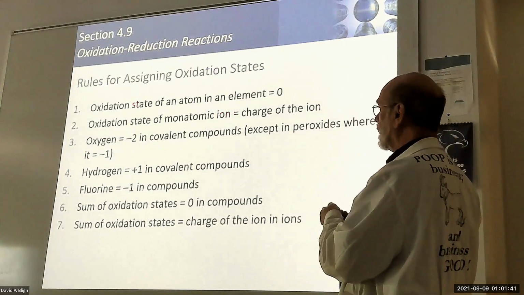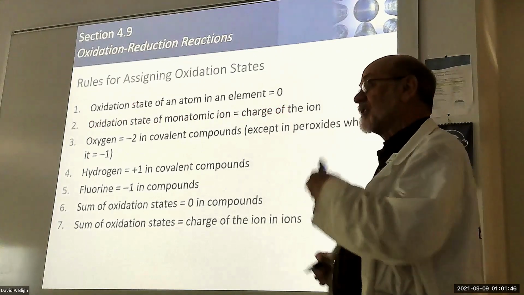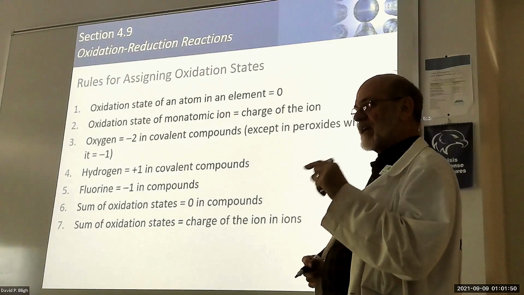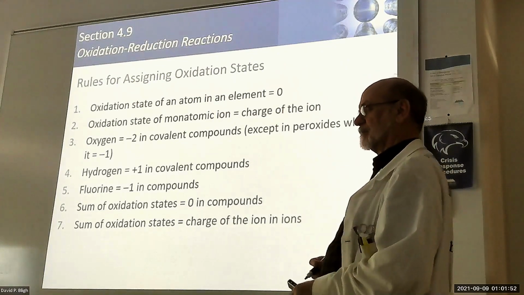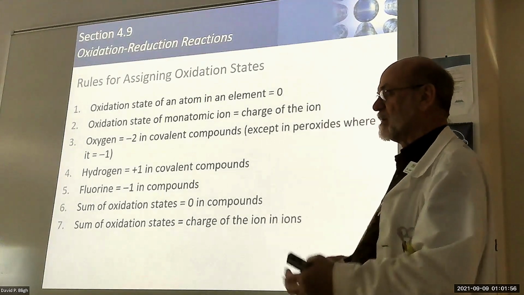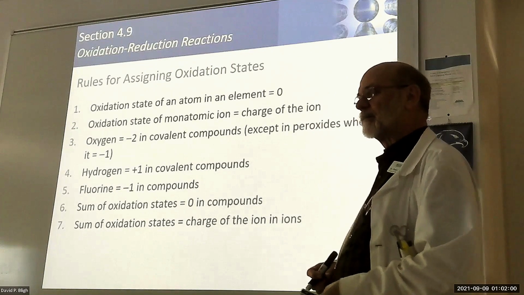Okay, element. If you've got an ion, if you actually do have an ion in the reaction, then the oxidation state of that ion is the charge. So if it's a positive ion, it'd be +1, +2, +3. Or if it's a negative ion, it'd be -1, -2, -3, whatever the case may be.